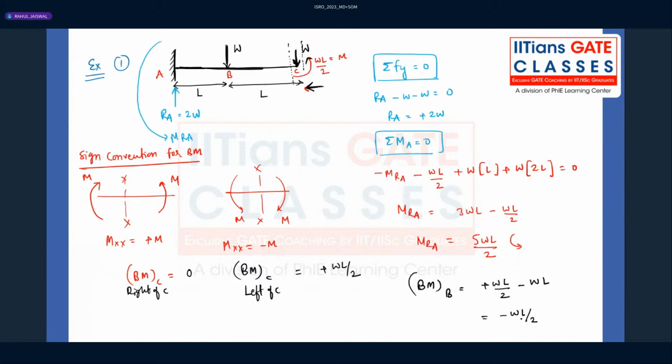So from C to B, what is happening? At point C, there is a positive bending moment, but suddenly at point B, there is a negative bending moment, right? So something has happened in between, right? So definitely a point of contraflexure will be there exactly between point B and C, right?